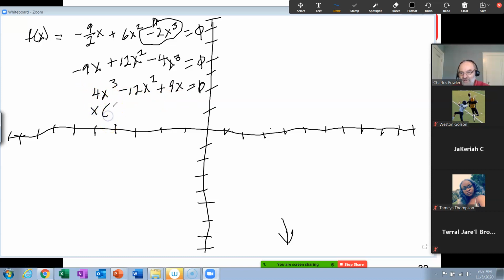x times 4x squared minus 12x plus 9, and that's still equal to 0. Now, I know one root here is going to be x equals 0. Pretty obvious. So we know 0, 0 is going to be one of the zeros of that function.